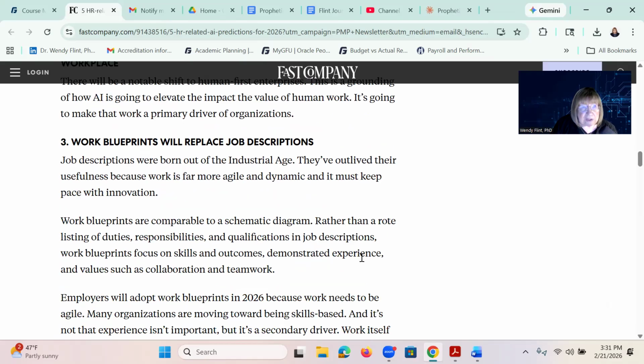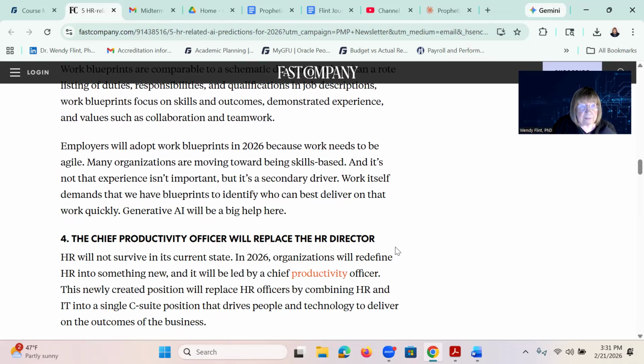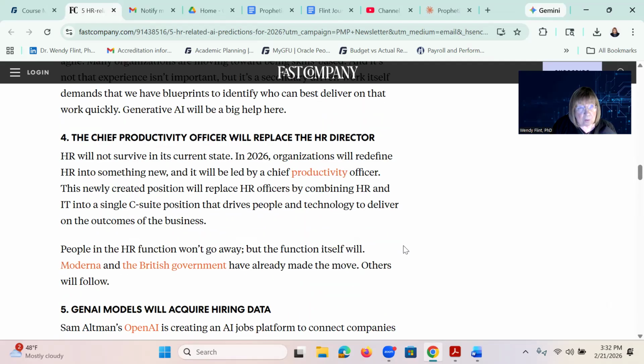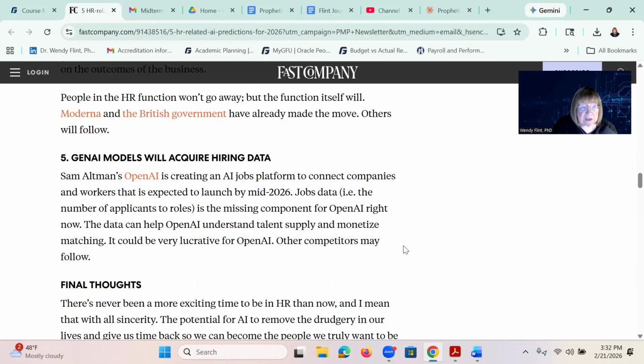And rather than just a listing of duties, responsibilities, and qualifications, these work blueprints will focus instead on skills and outcomes and demonstrated experience and values such as collaboration and teamwork. So it's going to be able to analyze your transferable skills more than just your job description. And also, the title of jobs will change. The HR director may become the chief productivity officer because organizations and HR are moving more toward productivity focus and technology focus. And of course, hoping not to let go of the human connection also.